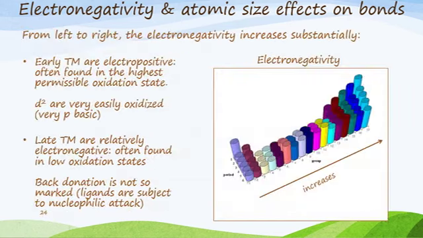We know about the effect of electronegativity going from left to right across the periodic table: it increases quite substantially, as you can see from the diagram on the right-hand side of the slide. We find that the early transition metals are electropositive, and they will have very high oxidation states, and they can also be very easily oxidized. While the late transition metals, towards the right-hand side of the periodic table, are quite electronegative, and they're generally found in low oxidation states. If you think about vanadium, for example, in period 3, it has a significant number of oxidation states, as opposed to zinc, which only has 2 oxidation states. What we find is that the back donation of electrons as you're going from left to right is not so prevalent, and the ligands that are bound are generally subject to nucleophilic attack.